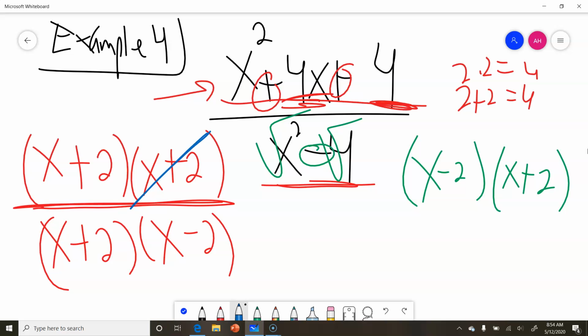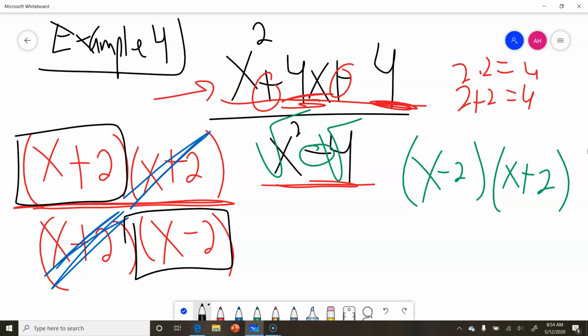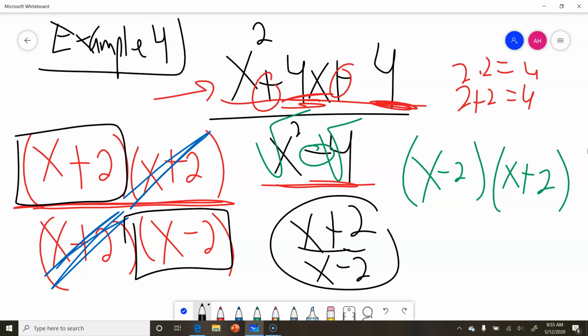Well, this has an x plus 2, and this has an x plus 2. These guys, though, don't have a match, the ones that I just highlighted in black, so they must stay. So the final answer is x plus 2 divided by x minus 2. Okay, that is my final answer.